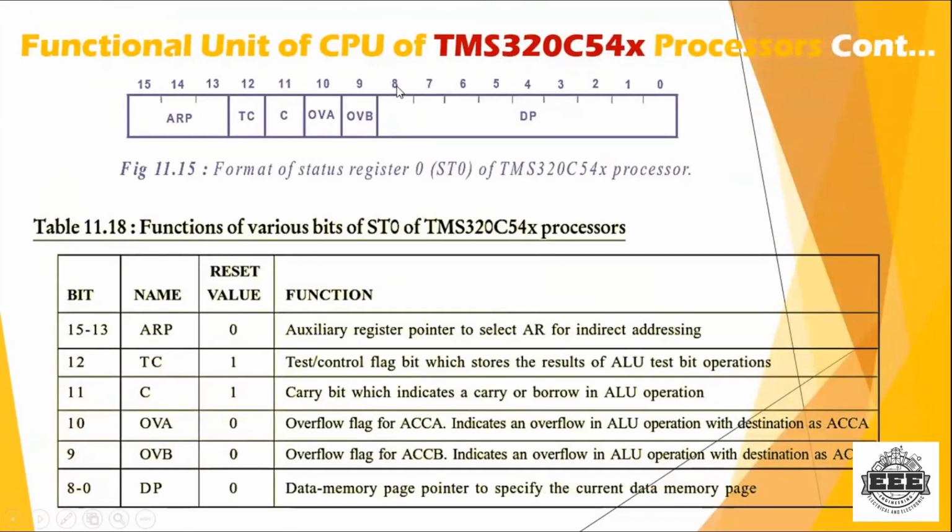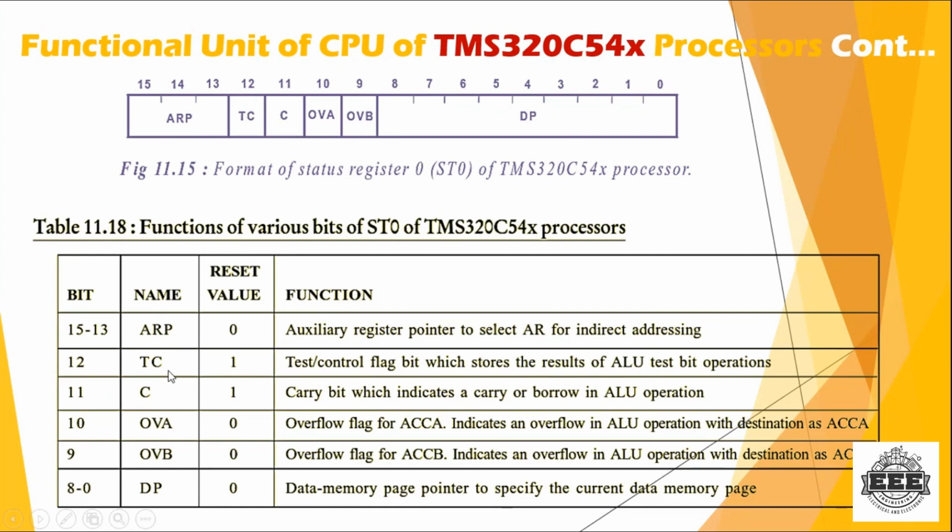So here this is the format of a status register, that is for status register 0. There are two status registers. The first we are going to see here is status register 0, ST0. So this is the format. From 0 to 15 there are bits presented here. The various functions are shown in this tabular column itself. Bits 15 to 13 are called ARP. What is ARP? That is an auxiliary register pointer to select the auxiliary register.